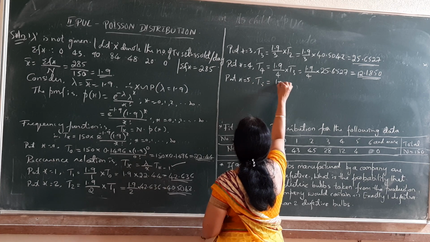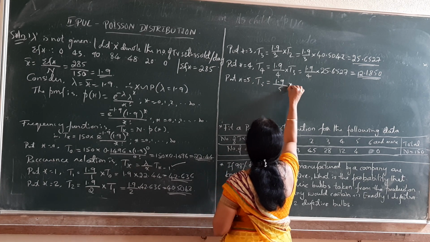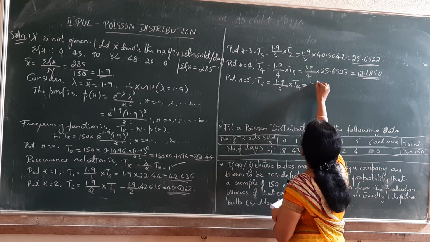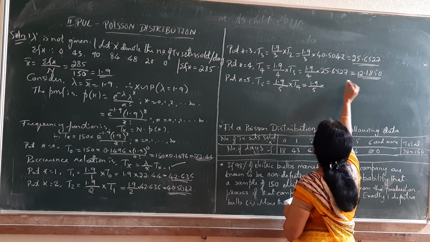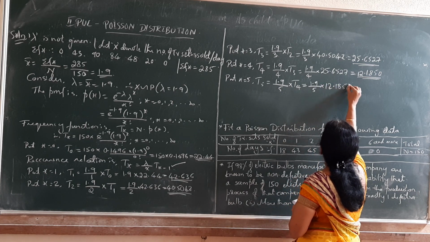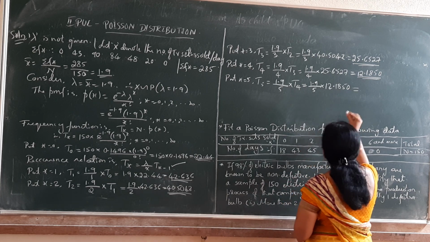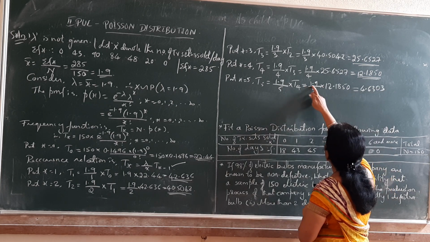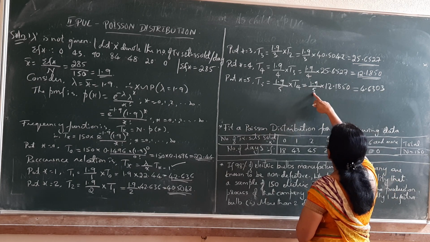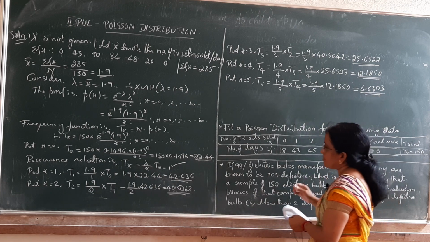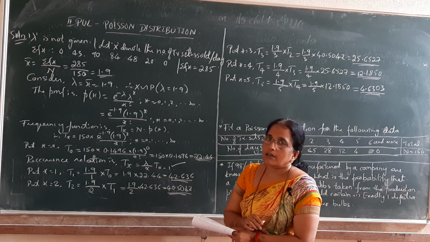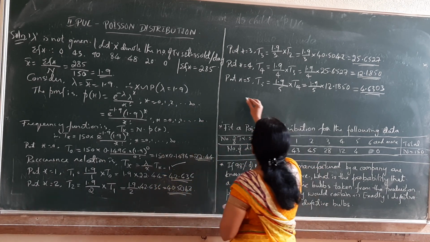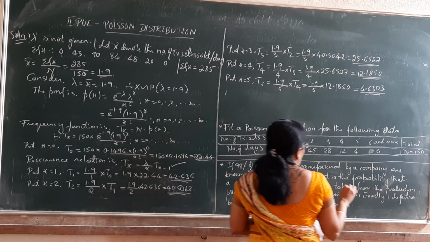T5 is equal to lambda by x, x is 5, into T4, which is equal to 1.9 divided by 5 into T4, 12.1850, which is equal to 4.6303. So 1.9 into 12.1850 divided by 5. Right? Write everything to 4 decimals, only while writing the value of lambda, approximate it to 2 decimals. Right? Next one.